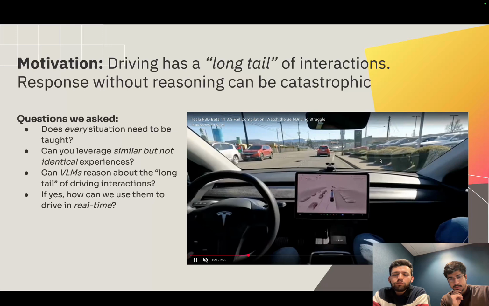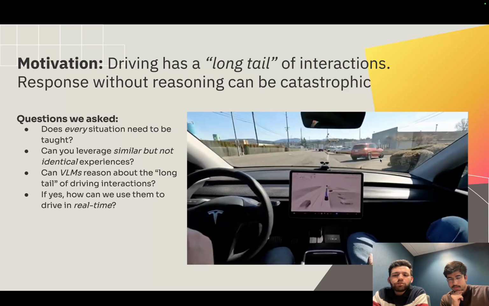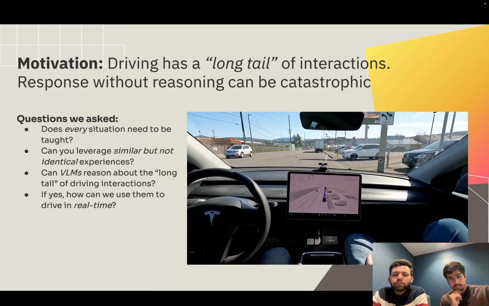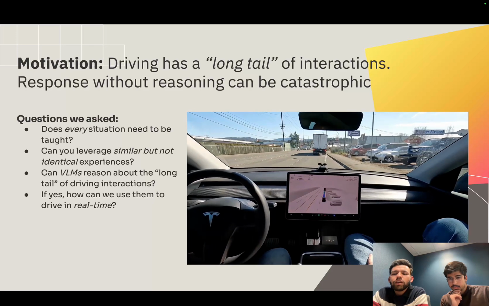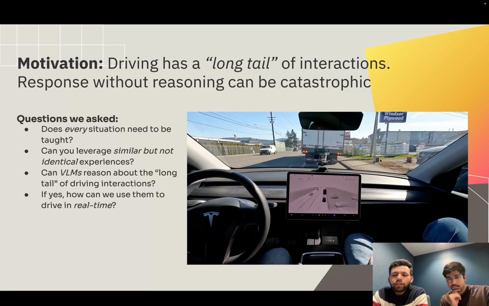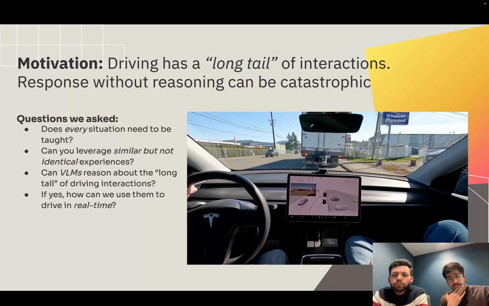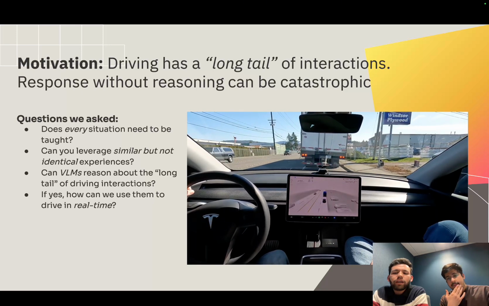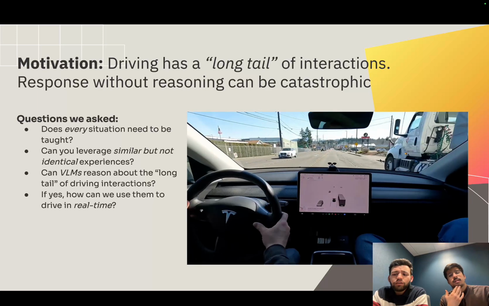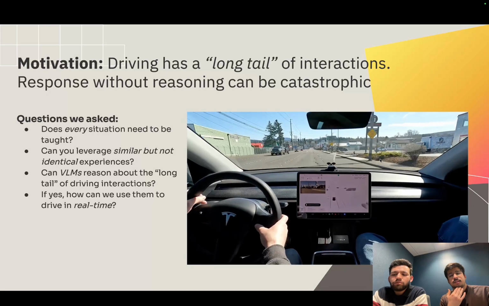The core motivation behind our work was the long tail of driving interactions. Current autonomous systems are trained on massive data sets, but still struggle with rare, unexpected, or novel scenarios. This led us to three fundamental questions for this project. First, can we build a system that doesn't need to be explicitly taught in every situation? Second, can a model effectively leverage similar non-identical experiences? And most critically, can vision language models reason about this long tail of driving interactions? If they can, how do we use them for real-time control? We plan to answer these questions as we move forward, but let's start with some examples of the scenarios that we're talking about.